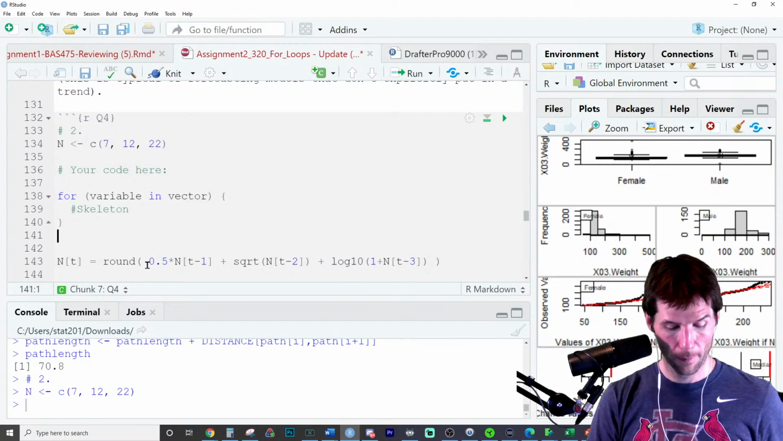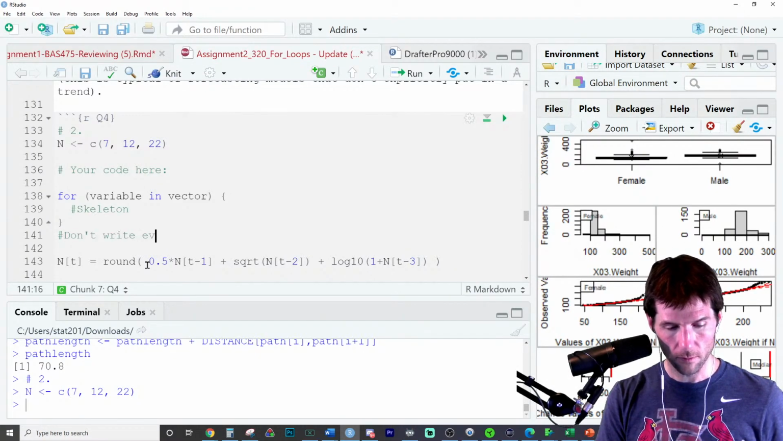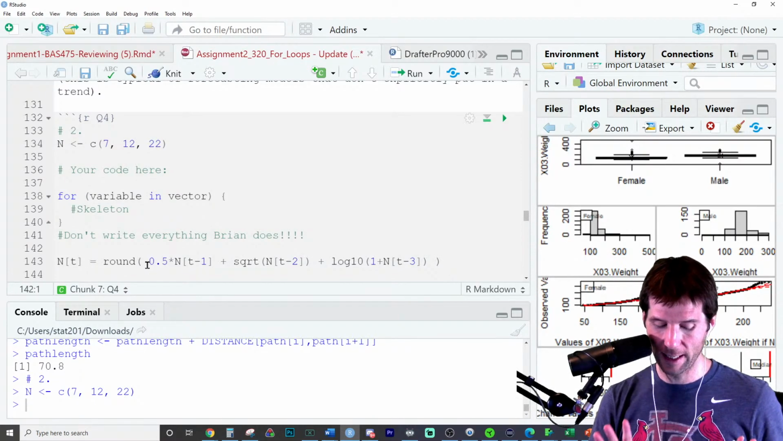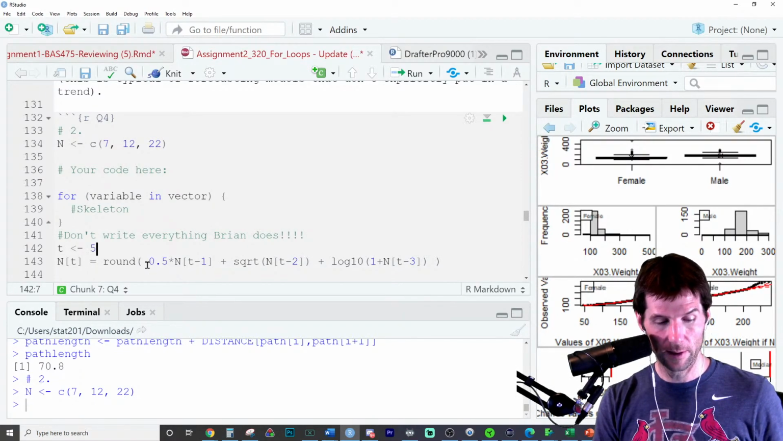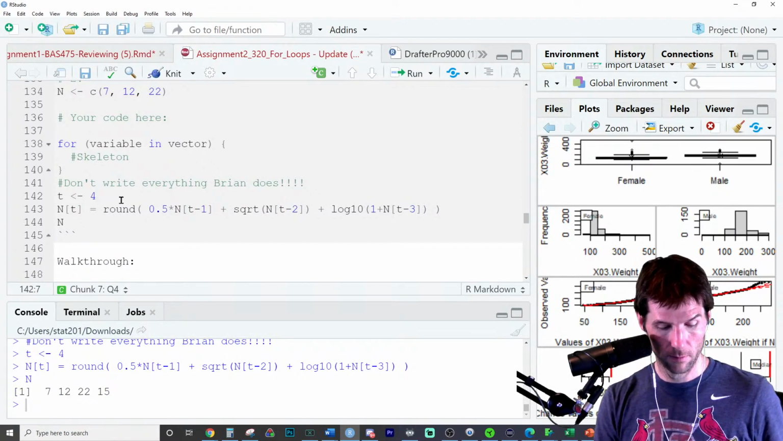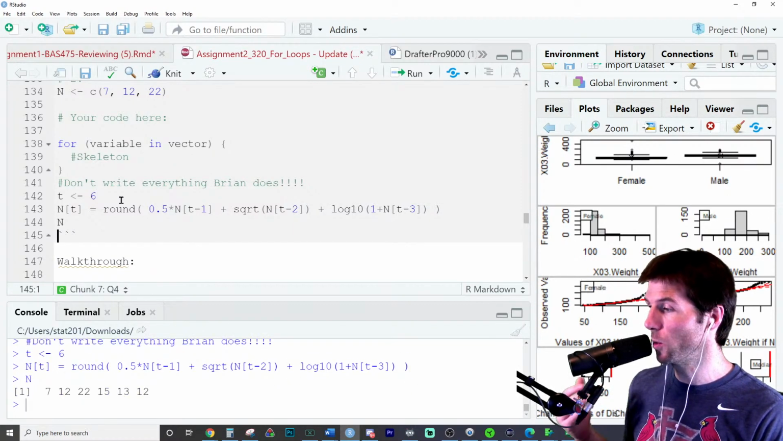Be very careful. Don't write everything I do. I can't state that enough. Go right here and do that. Oh, look at that. This is what you want to see right here.